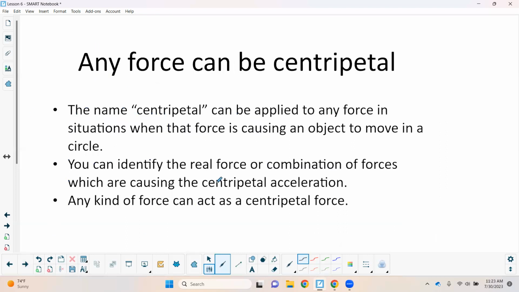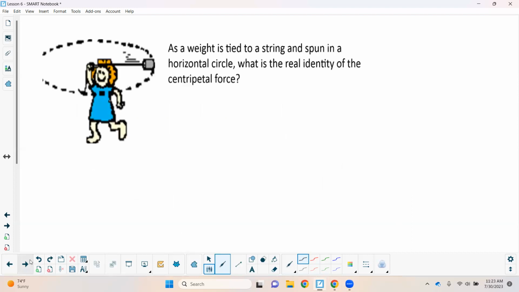So any combination of forces, it could be more than one force pointing towards the center, would be centripetal. If you have a force pointing away from the center, that is not centripetal, but we consider it when we're trying to figure out the net centripetal force. But if something's moving in a circle, the sum of all the forces acting either towards the center or away from the center has to point towards the center, or it wouldn't maintain that motion. Okay, so here we're just going to go through some examples to talk through the idea.